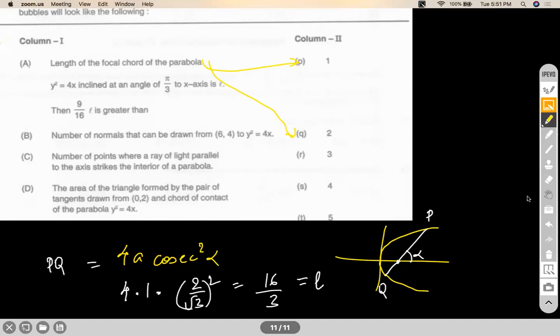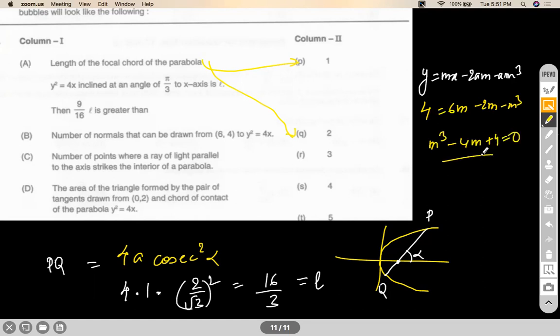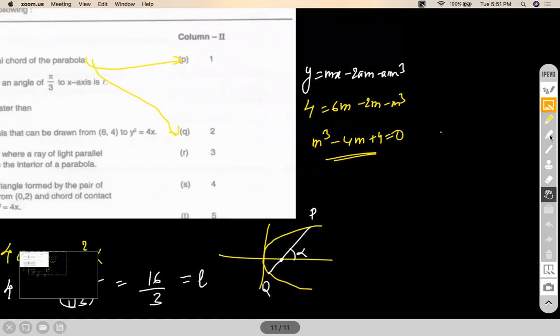Okay. Next one. The number of normals that can be drawn from this point to the parabola y square equal to 4x. Now we know that y equal to mx minus 2am minus am cube is the normal equation, right? Since this normal should pass through (6, 4) and a is 1, I'll just put the values. So 4 equals 6m minus 2m minus m cube. This results in m cube minus 4m plus 4 equal to 0. Now everything depends upon how many roots this equation has.